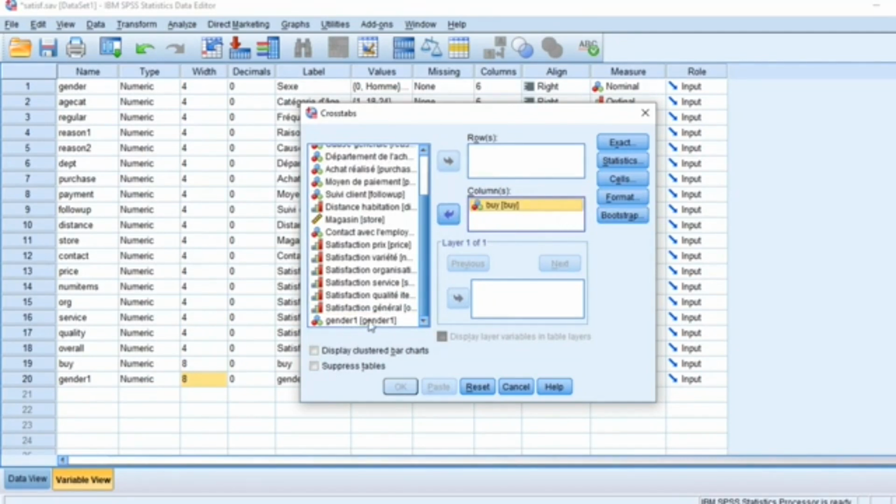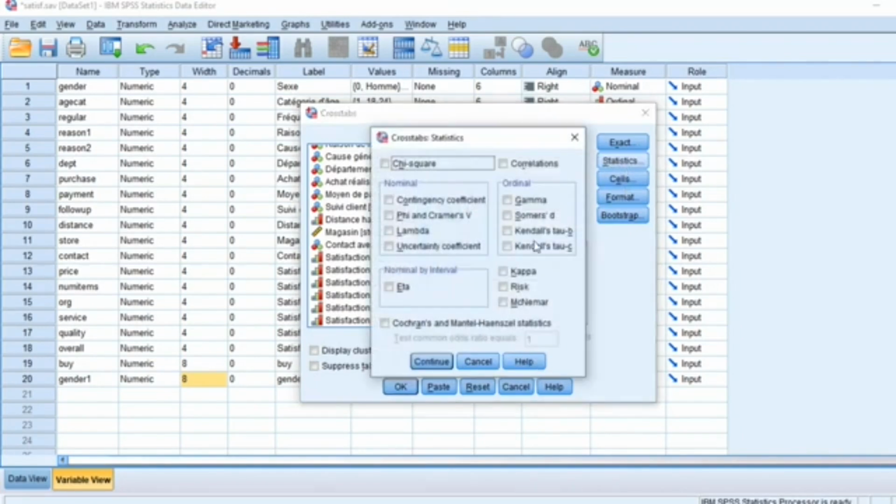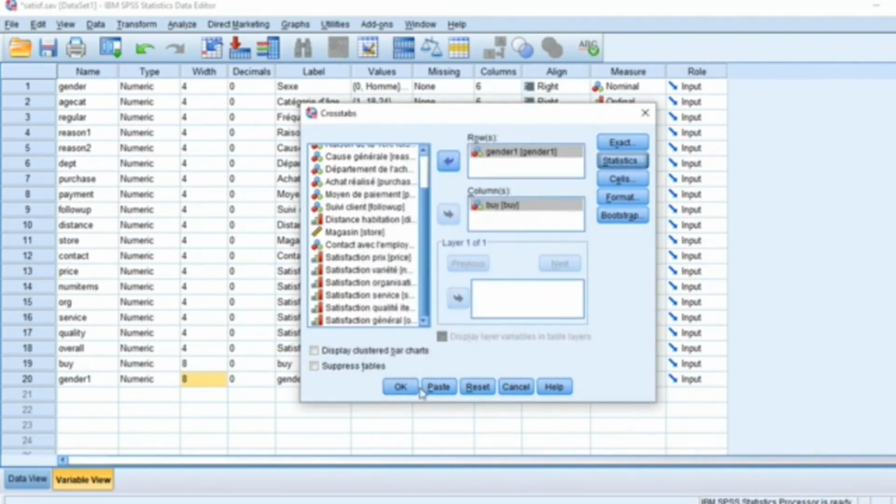Second of all, select the determinant, the variable according to which you are going to calculate risk statistics like the odds ratio or relative risk. The variable is gender. So I analyze the risk of whether or not gender is a determinant of buying a product. Once I have selected my two variables, I go to Statistics, select Risk, and then click Continue and OK.